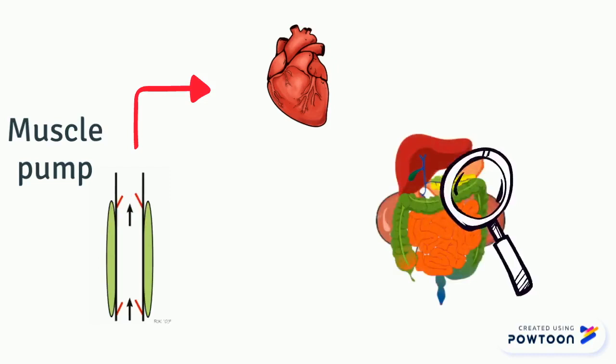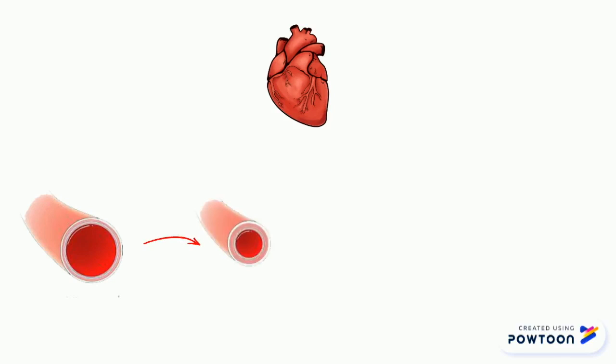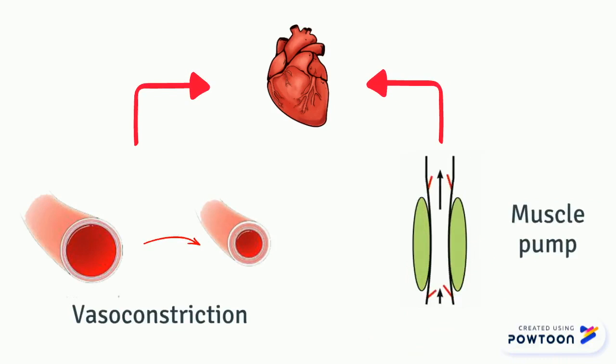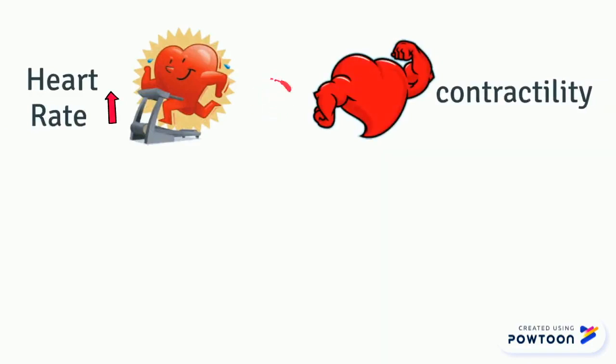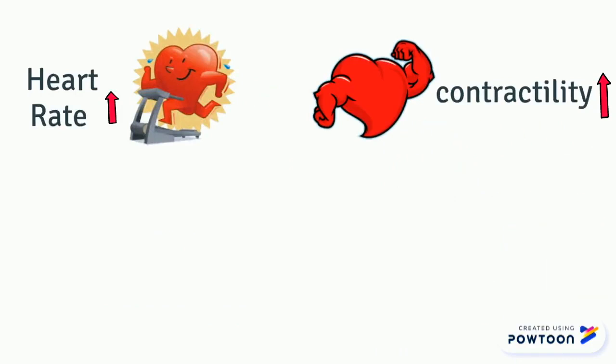Now let's look at the splanchnic organ carefully. The blood vessels in splanchnic organs and inactive tissues, which store a large amount of blood at rest, will constrict and send blood back to the heart. We call it vasoconstriction. Accompanied by the muscle pump, the heart gets more blood to pump out. Meanwhile, the heart works harder, it pumps faster and more powerful, so that it can efficiently pump out the increased blood return and send more blood to the body.